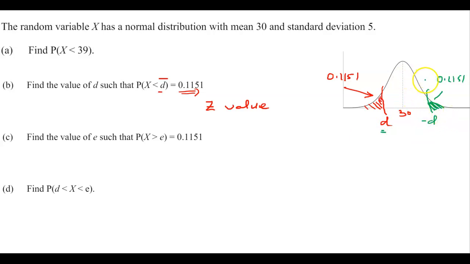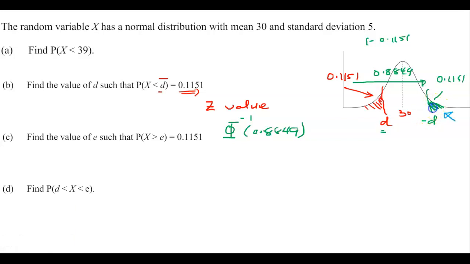So in order for me to get the inverse normal, the Z value, I'm looking for the Z value that will give me this area over here to be 1 minus this area, 1 minus 0.1151. When I have 1 minus 0.1151, I will have 0.8849. So I'm looking for the Z value that gives me this area over here. That means I'm looking for the inverse Z of 0.8849.